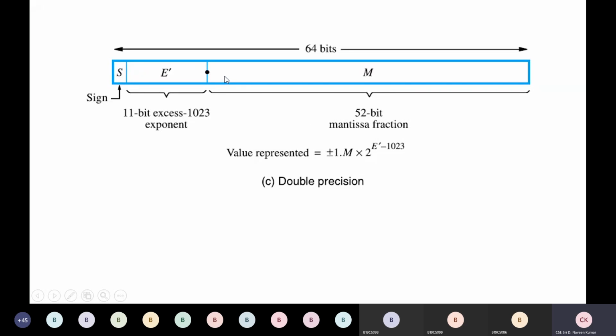Similarly, the Mantissa part is 52 bits. Previously in 32-bit, 23 bits were allocated to store the Mantissa, but here 52 bits are allocated to store the Mantissa part, and the range is more when compared to 32-bit. Mostly we will concentrate on 32-bit single precision.